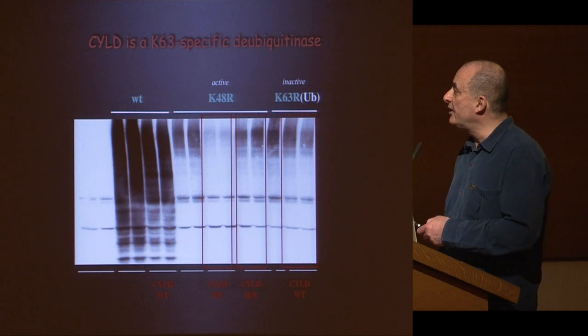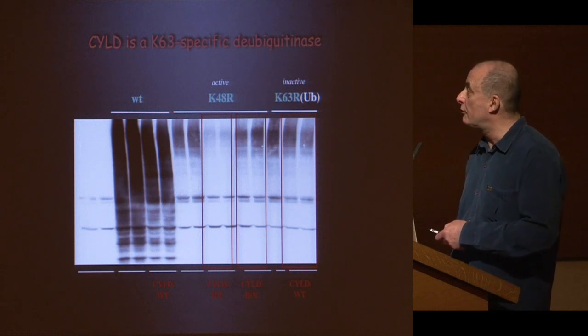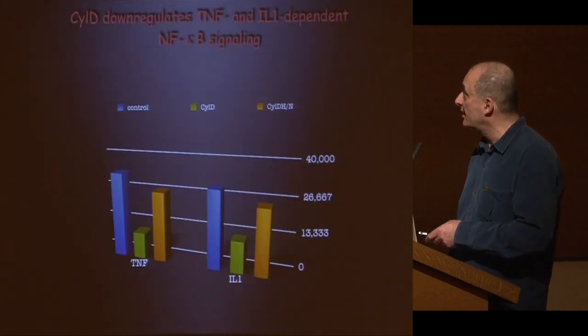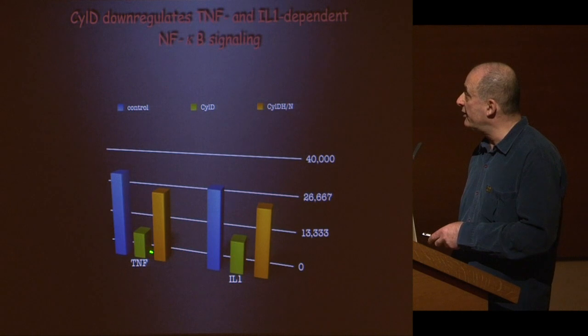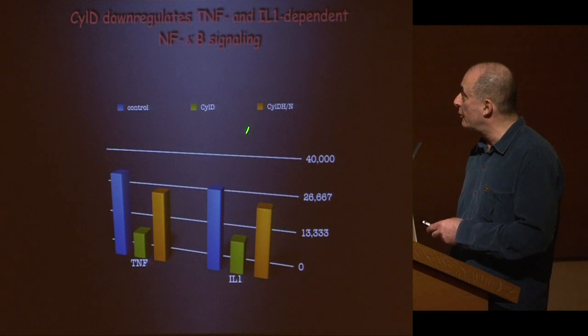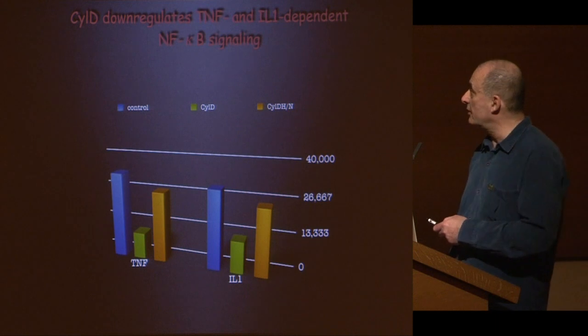So the interaction with NEMO suggests that it might be connected to NF-kappaB, and in fact it is. If you transfect CYLD into cells and measure NF-kappaB activity in response to TNF or IL-1, you see in green that there is a strong downregulation of NF-kappaB activity, which no longer takes place when you use a molecule such as the one found in patients that have a mutation in the CYLD molecule.